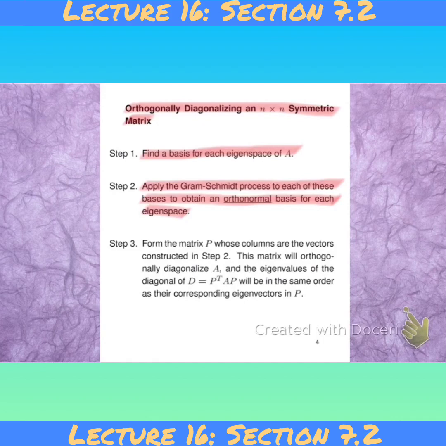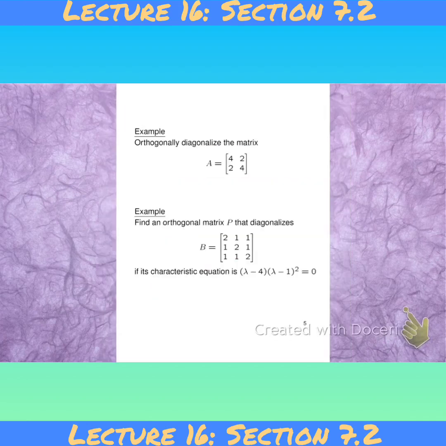And then once we have that, we form the matrix P, whose columns are the vectors constructed in step 2, and this matrix will orthogonally diagonalize A, and the eigenvalues on the diagonal of D will be in the same order as their corresponding eigenvectors in P. Perhaps it's best to illustrate this with an example. So there's the first example. They ask us to orthogonally diagonalize this matrix here. That's a symmetric matrix, and we're going to start by working out the eigenvalues.